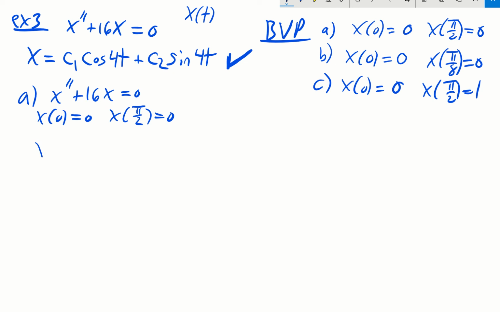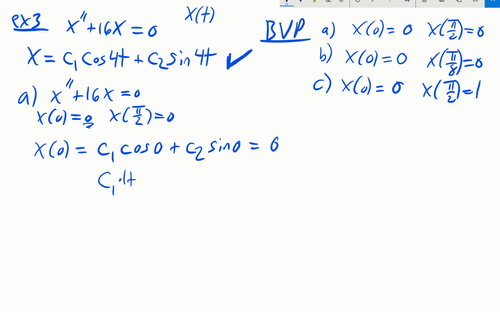So let's first begin by plugging 0 into the function. x of 0, this is going to be c1 times the cosine of 4 times 0 is 0, plus c2 sine of 4 times 0 is 0, and we're told that this should be equal to 0. Well, the cosine of 0 is 1. The sine of 0 is 0. And so this would tell us that c1 is going to be equal to 0, because this term will disappear.